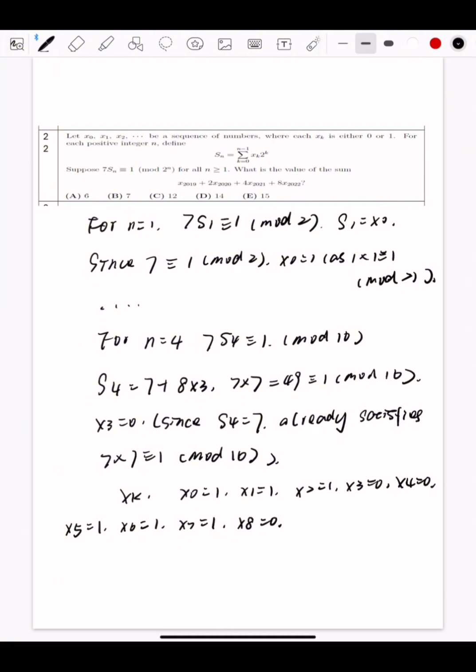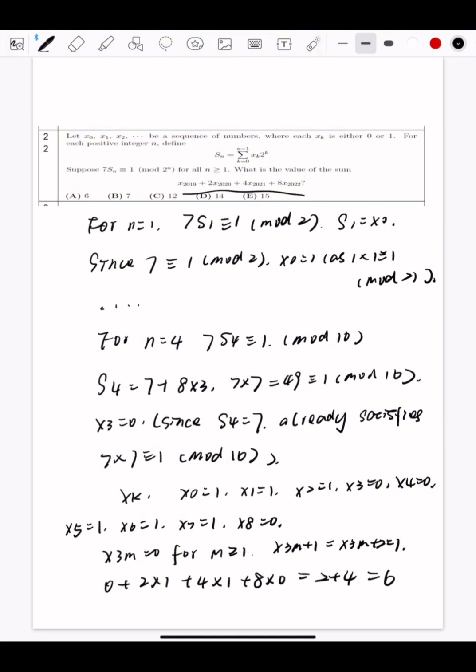And then we have the pattern repeats every 3 indices, but with x3m here. And then to make the sum calculation, we substitute into the formula before, we have. So the answer is 6. Choose A.